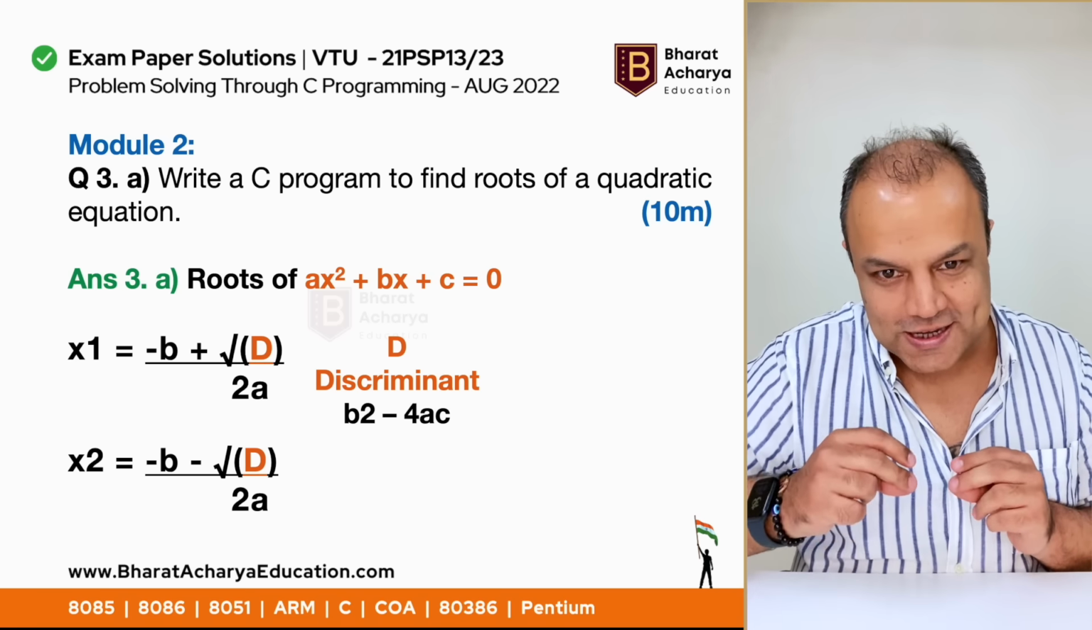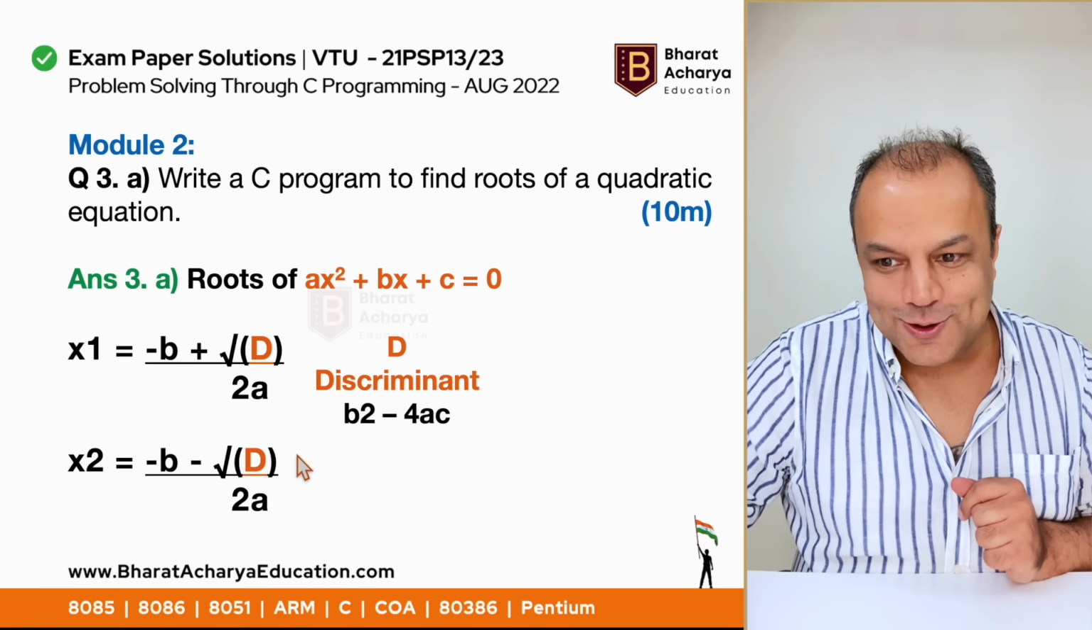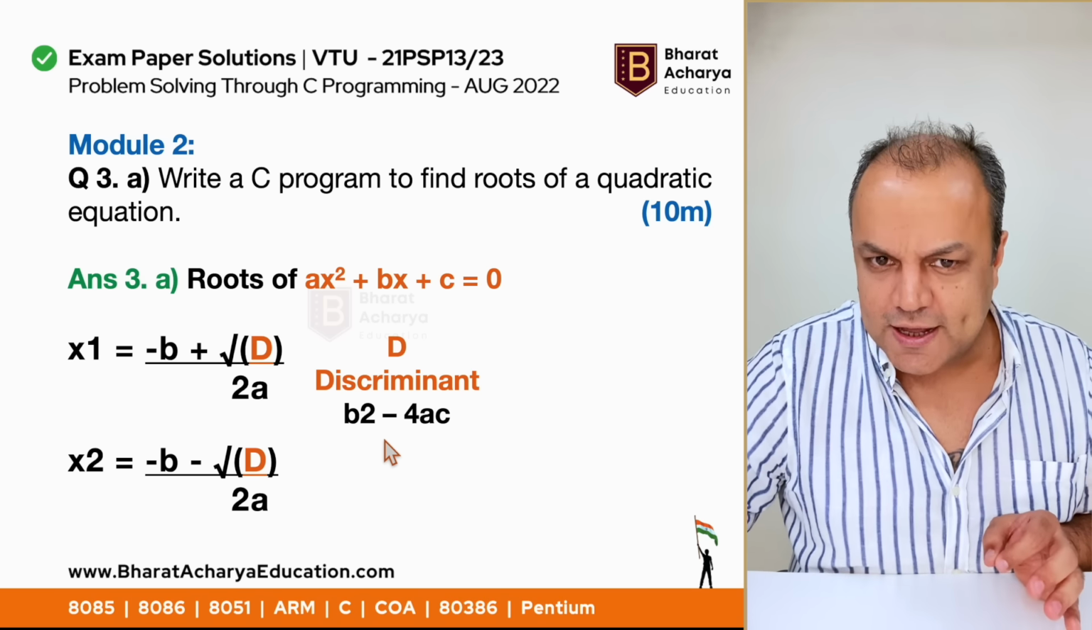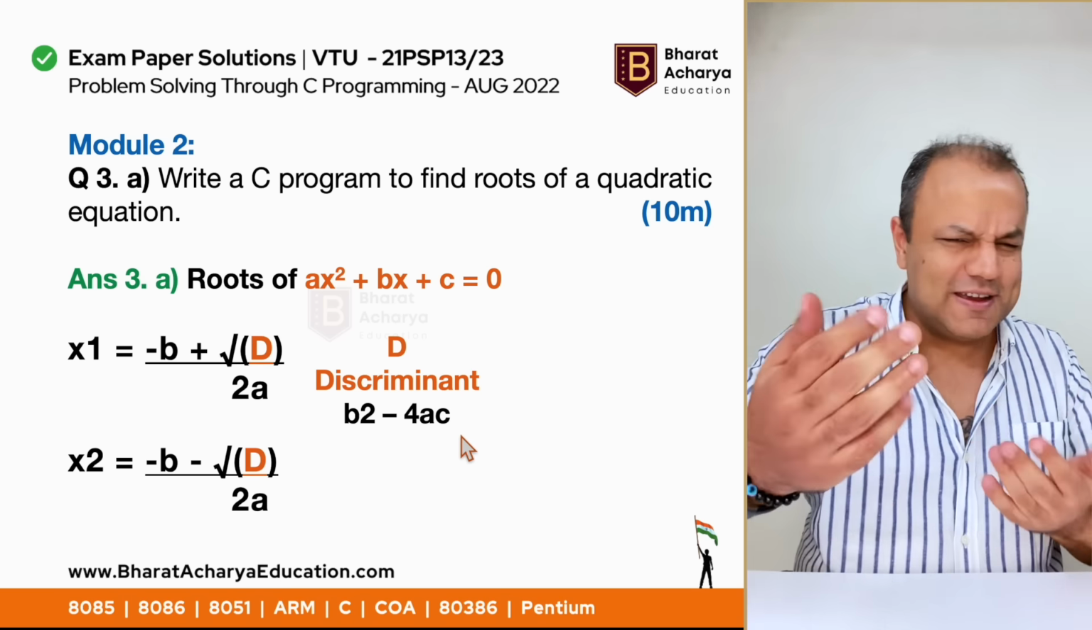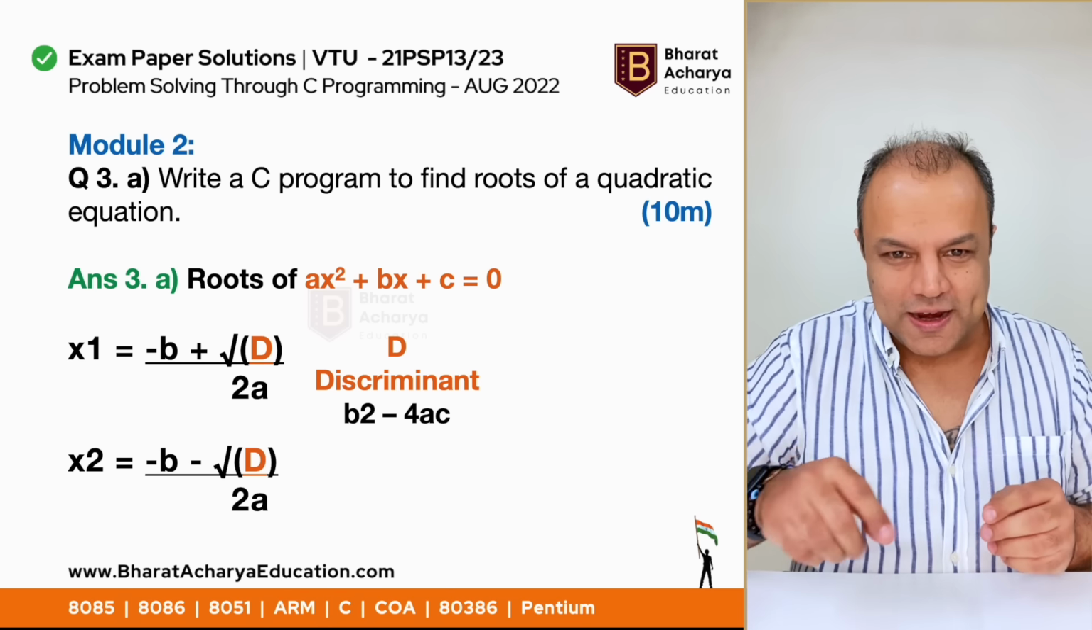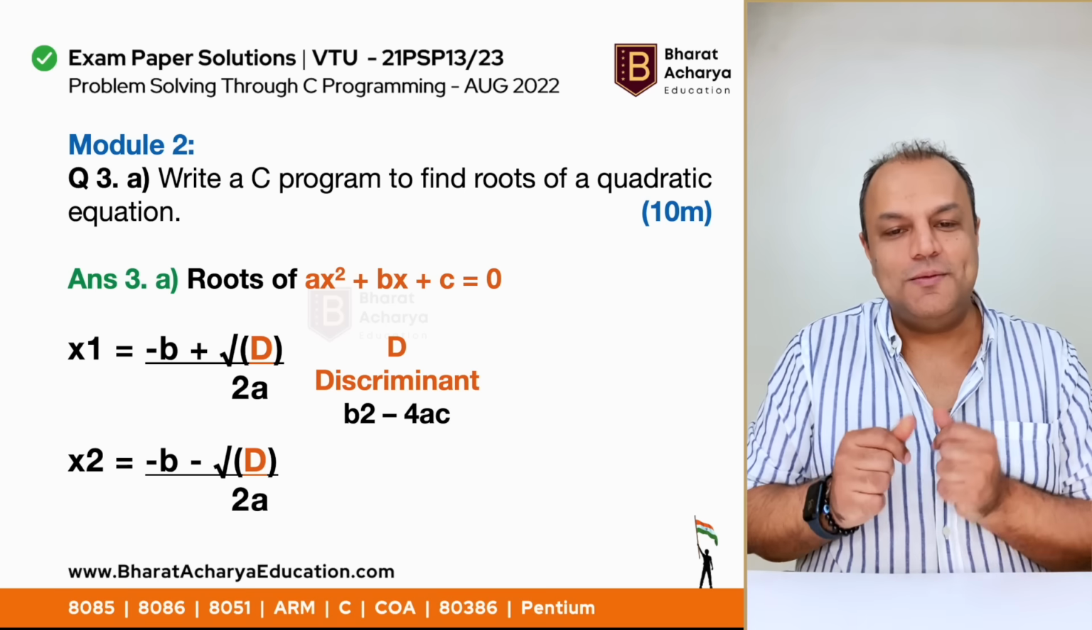Similarly B, similarly C. Once you got A, B, C, you'll calculate D. What is D? B square minus 4AC. Please tell me you know how to do B square minus 4AC. Come on, yes or no? How do you do? B square is B into B minus, in brackets, 4 into A into C. Tell me, did you understand this?